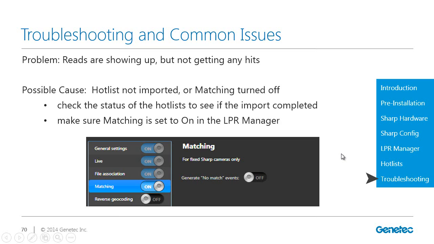Now, one last troubleshooting point. We brought this up previously. I just wanted to drive it home there. If the reads are coming into the system and you're expecting hits and you know a plate passed that's on one of your hot lists, but it's not coming up, then make sure the hot lists were imported properly. You can take a look in the hot list section for that. And make sure the matching is turned on in the LPR Manager that is controlling the Sharp unit.